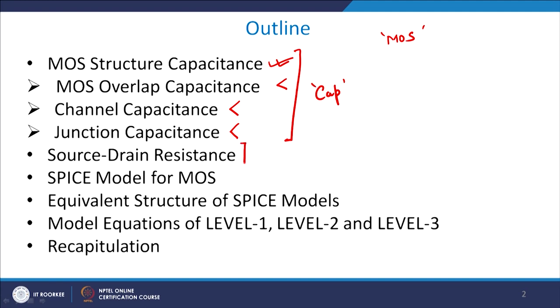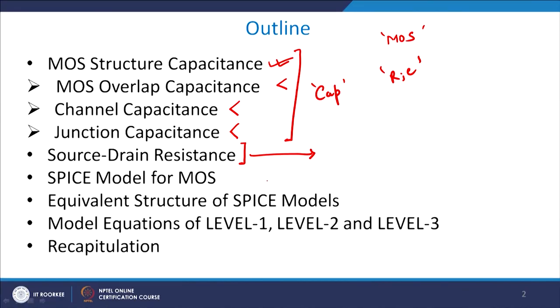Similarly, we also need to know the source to drain resistance, that means the resistance offered by the device between source and drain. But a very important characteristic is that both R and C are bias dependent, which means their values will keep changing as you apply various biases across the network. Unlike structural properties, which don't change with bias, resistances and capacitances change with bias, because the amount of voltage you give will determine how much current will be flowing. We look into the source to drain resistance, then we go to spice model.